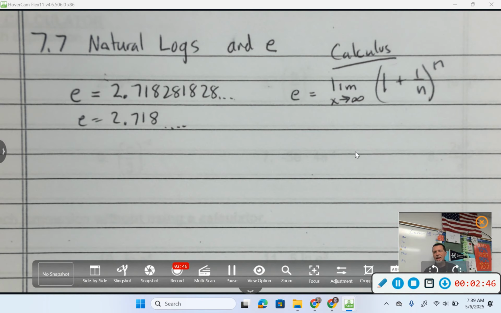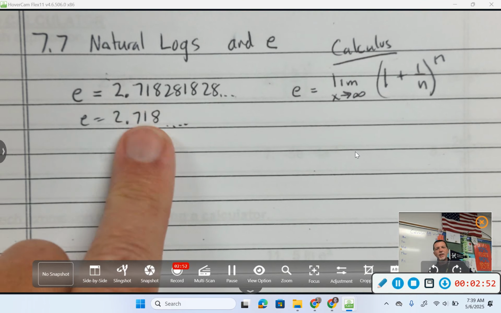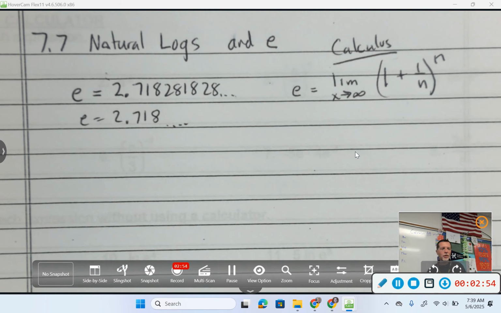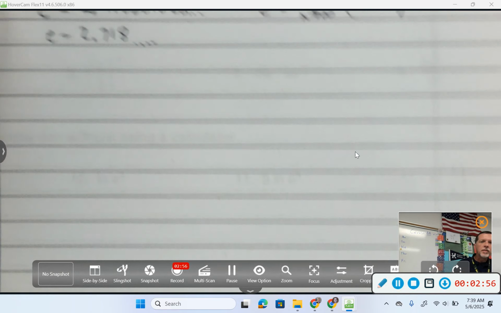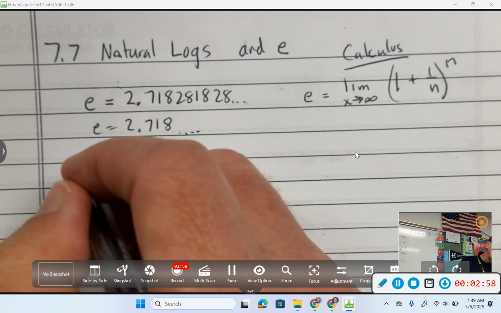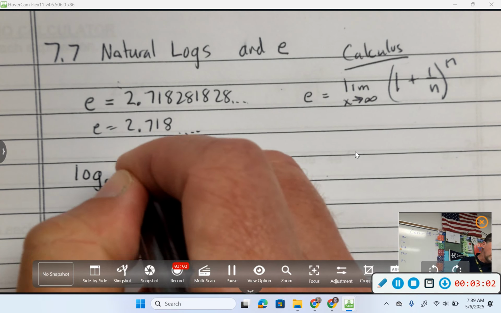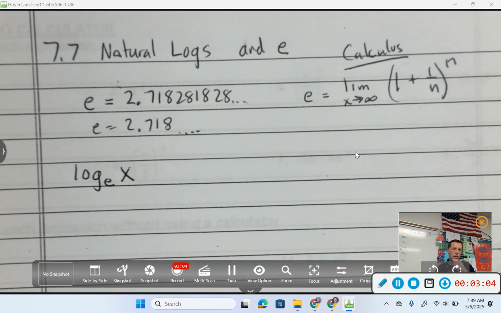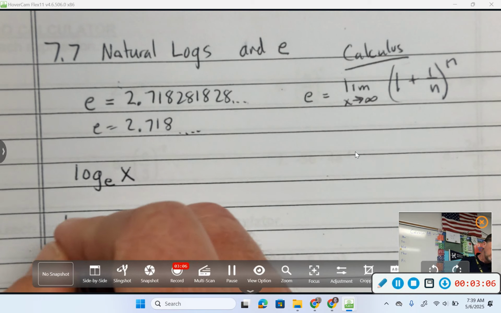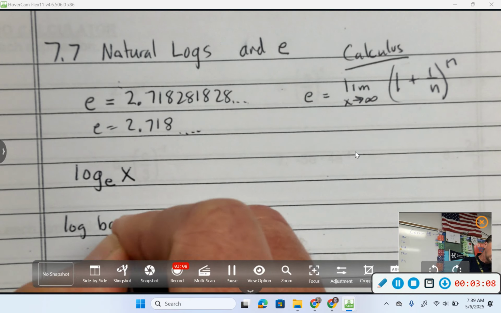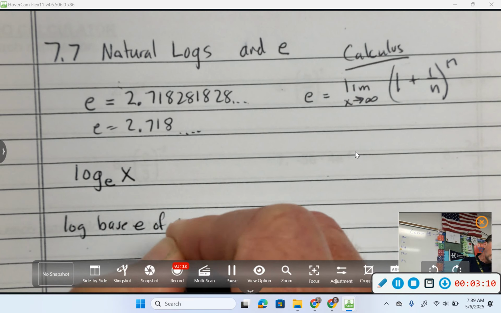So it feels a little out of order that we're using a number that comes from calculus, but we're not in calculus. So that's why we kind of just say, oh, E is this magic number, and don't worry about where it comes from. But it fits in here because a lot of times we want to use log base E of something. Log base E of x.